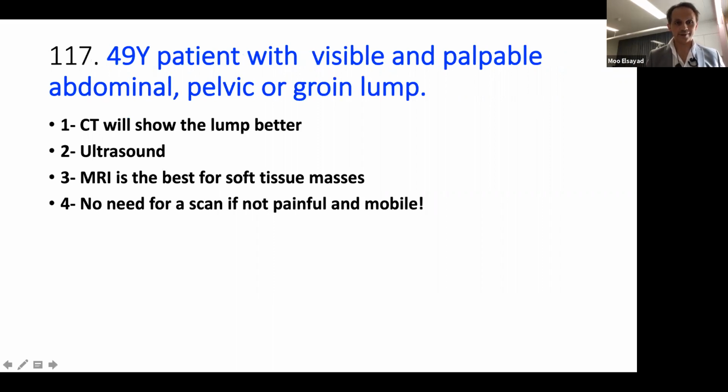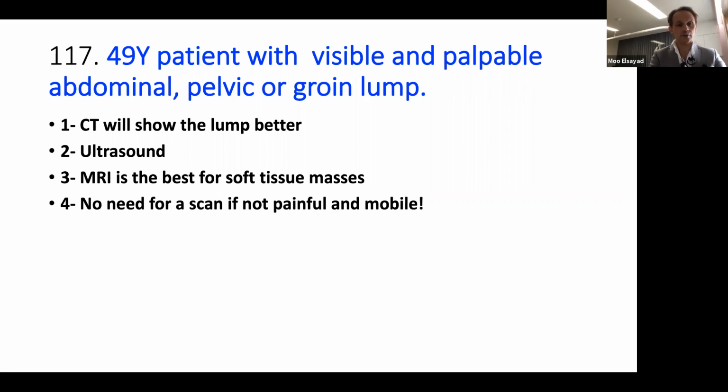So it's not 117, it's number 17. A 49 years old patient with visible and palpable abdominal and pelvic groin lumps. Okay, I can see 2. Yeah. So if it's visible, and I've mentioned visible here, and I'm sure that's why you chose it, ultrasound will be the first one. If it's visible, definitely ultrasound to start with, because we can assess it.